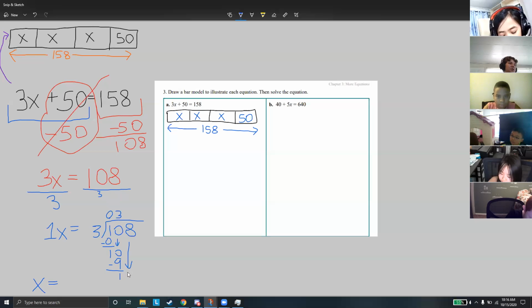Drop the last number, which is an 8. And finally, we have 3 goes into 18. 1, 2, 3, 4, 5, 6 times. 6 times 3 is 18. 18 minus 18 is 0, so we have a remainder 0. And our answer is 3 goes into 108 a total of 36 times. So our answer is x equals 36.